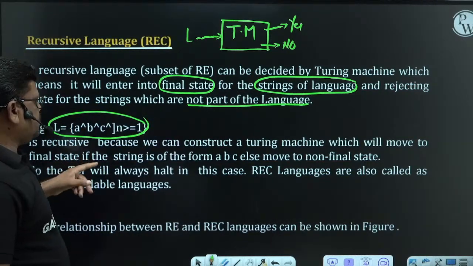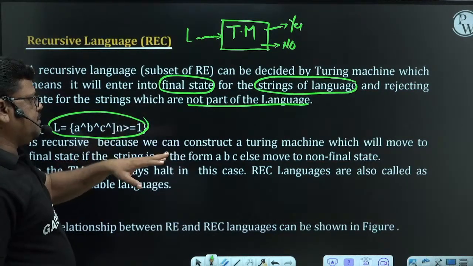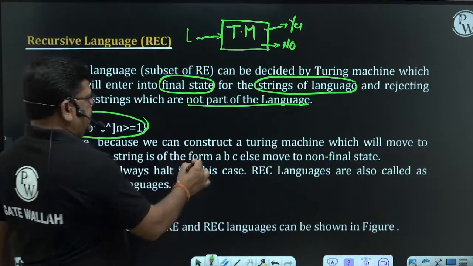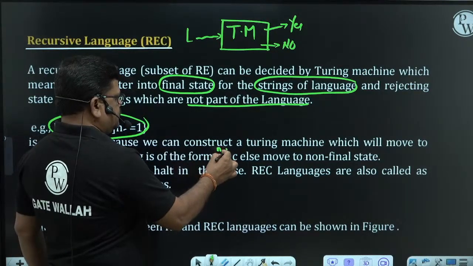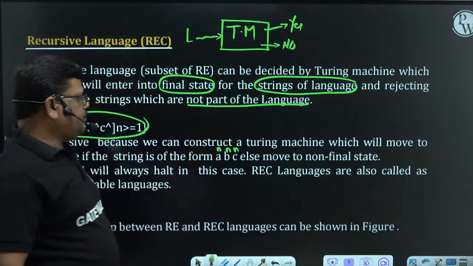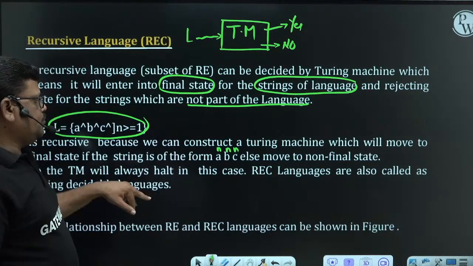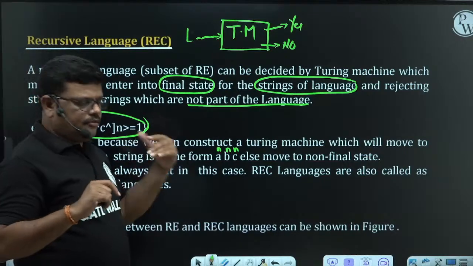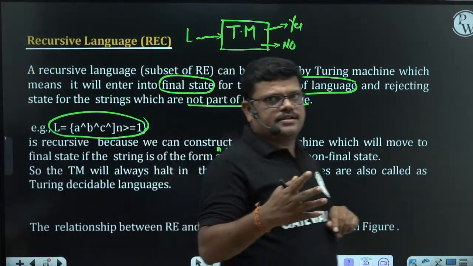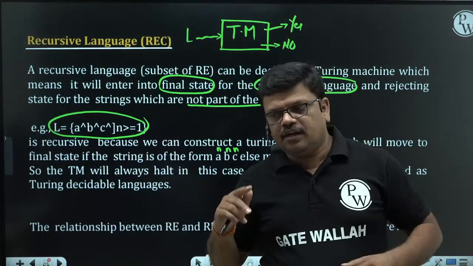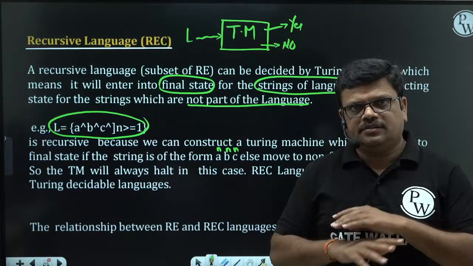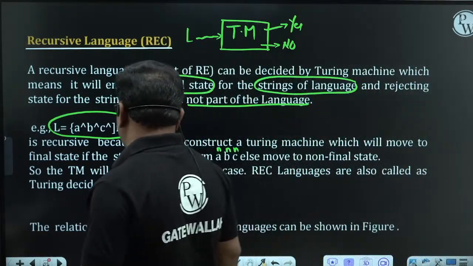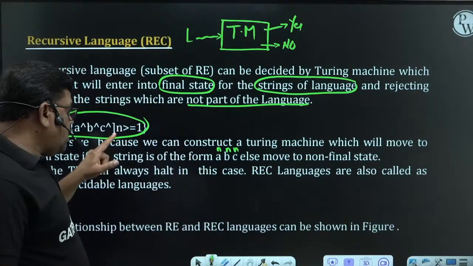This is recursive because we can construct a Turing machine which will move to the final state if the string is of the form a power n, b power n, c power n. For a power n, b power n, c power n, it will move to the final state, else it moves to the non-final state. That's all. Either it will halt in the final state or halt in the non-final state. There is no possibility of falling into an infinite loop. That situation will not arise in this case. So the Turing machine will always halt.